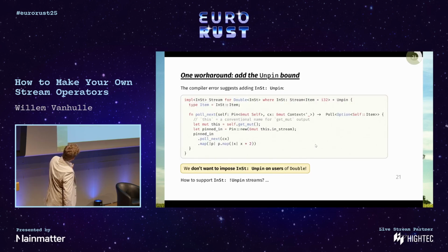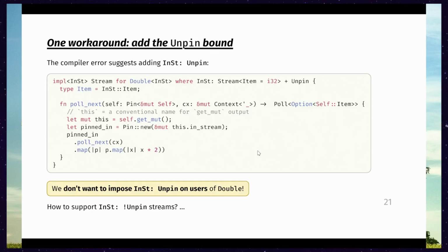So, as I said, one workaround would be to just constrain the input streams to the input streams that are Unpin. So we would add this constraint. But then users always have to make sure that their input streams are Unpin. And that's not a good way to distribute new functionality. So how to support input streams that are not Unpin, that are maybe self-referential, created with generators, for example?